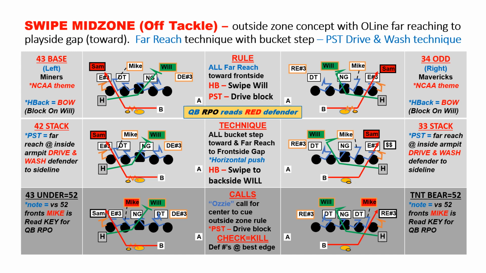You can see now this allows us to make the Sam backer the conflict defender and make it a front side RPO. The one exception is when we get into the TNT down in the bottom right, and we just make the Mike the read key defender.